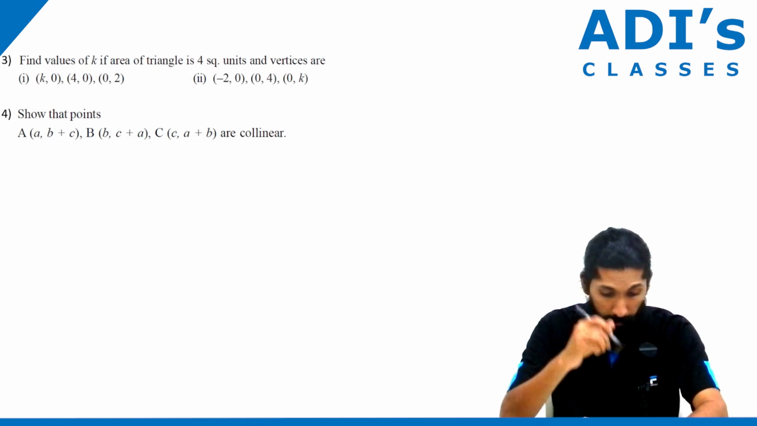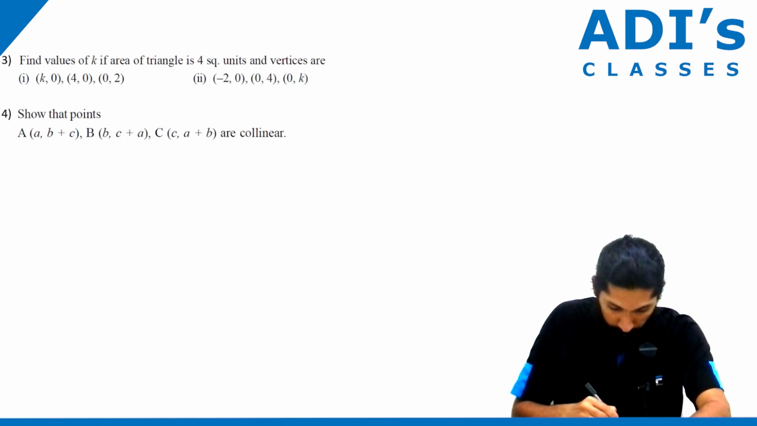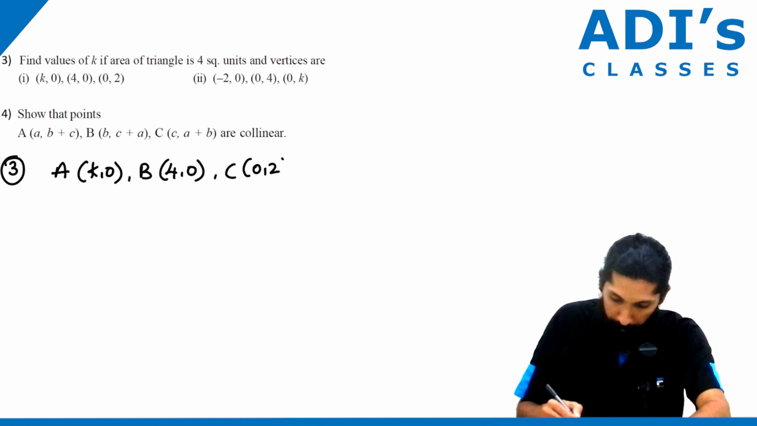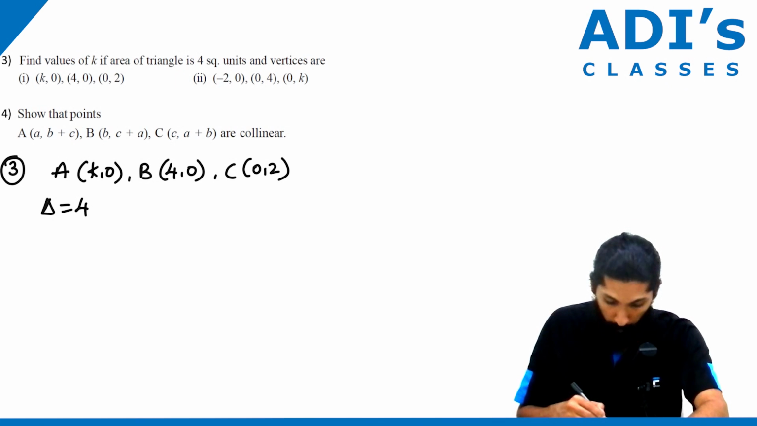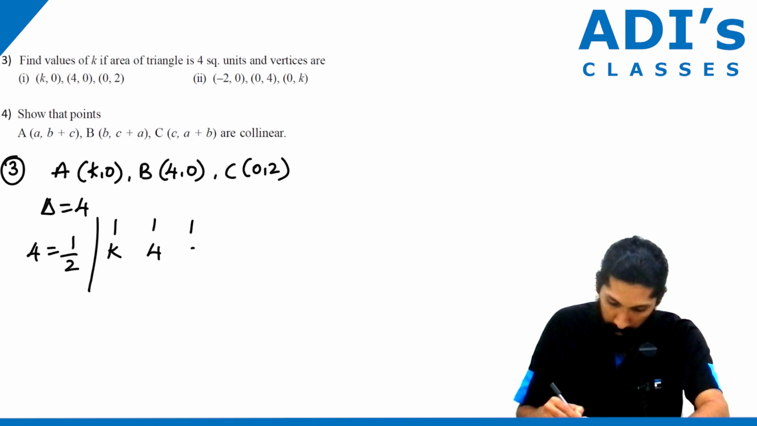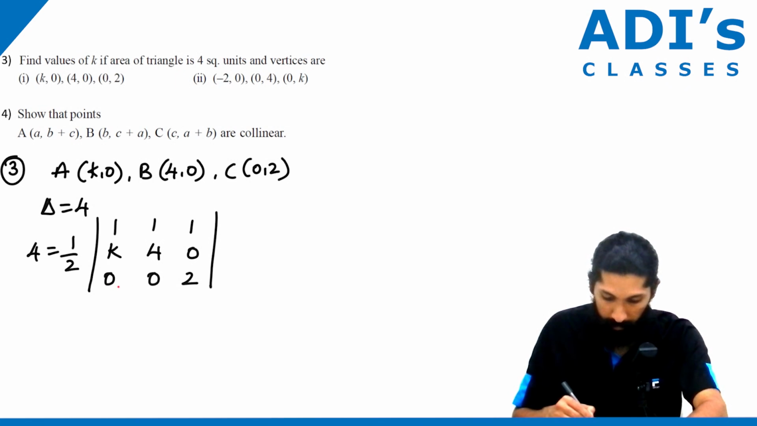See, third one, you have to find the value of k. Area of triangle is 4. Again, determinant. So what we'll do, see, for the third one, let's say a value is k comma 0. Next, b value is 4 comma 0 and c value is 0 comma 2. Now, delta value is given to be 4. So, 4 is equal to half of determinant 1, 1, 1, k 4 0 0 0 2.